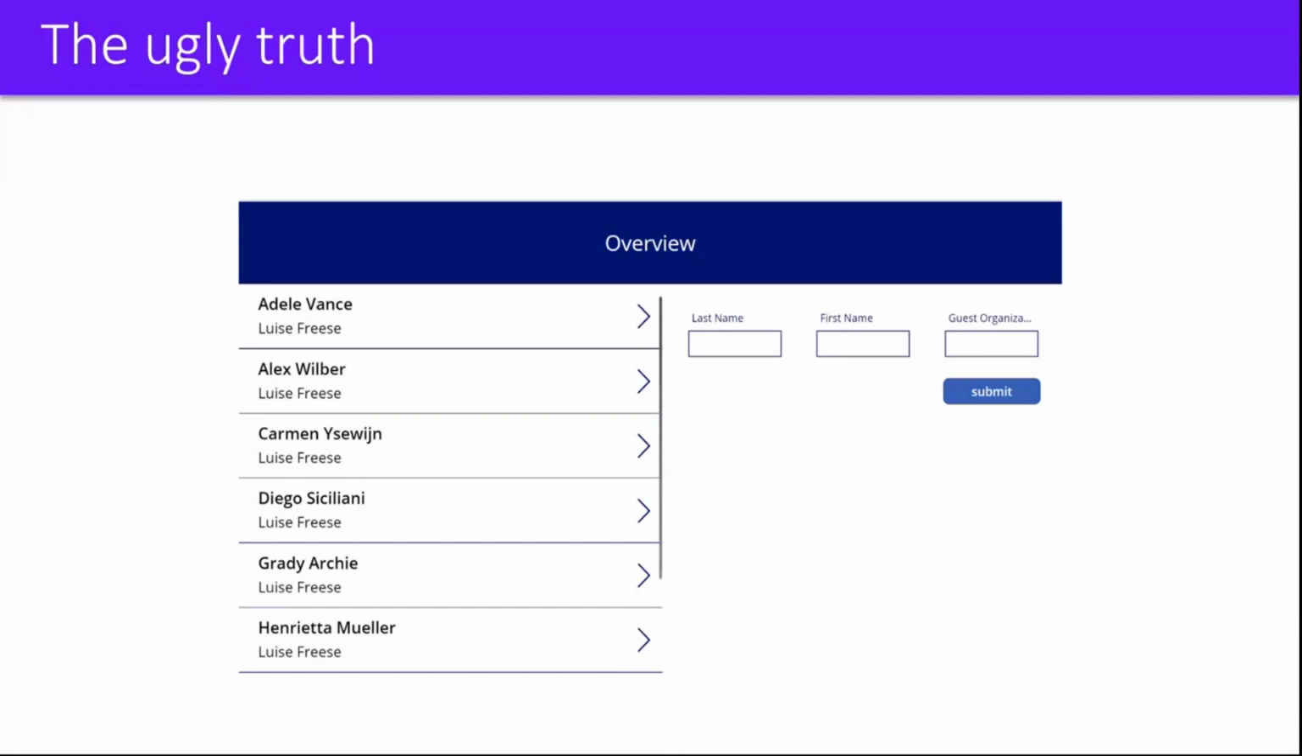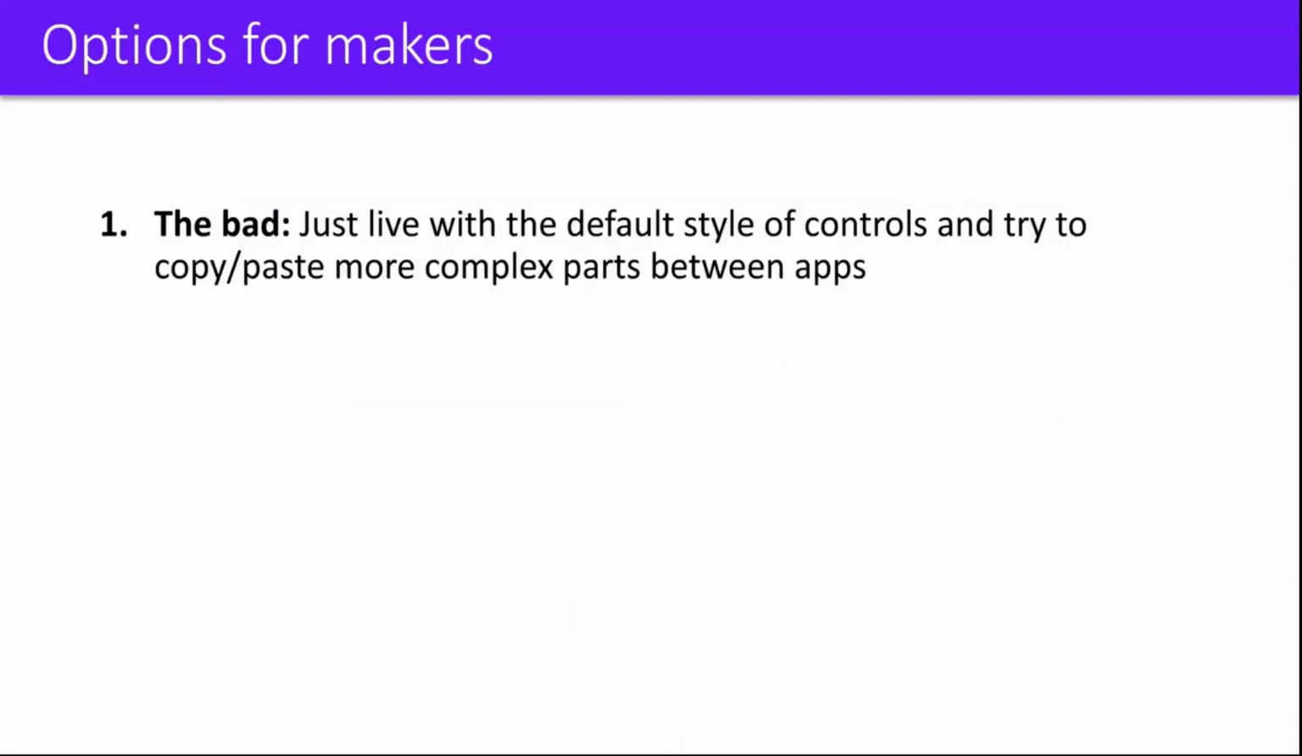So the options for makers are, first, the bad option: we just live with that look and feel and with those default styles of the controls. And whenever we need something more complex, we try to copy and paste that from a previous app, or maybe a colleague can share something with us, and we feel like this is really bad and it does not really work very well.